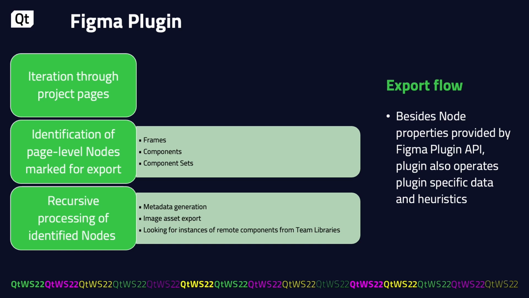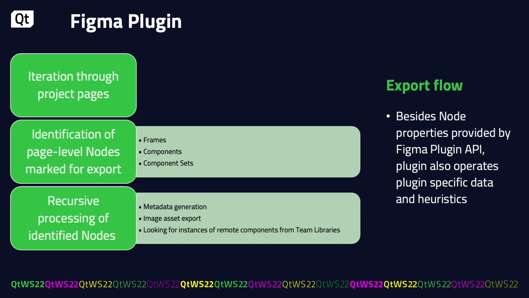Only after that does the actual metadata assembly start. Identified nodes are passed into recursive algorithms where the nodes, their children, and their properties are being processed. During that process, the plugin also identifies nodes that could not be properly exported and instead exports them as images.